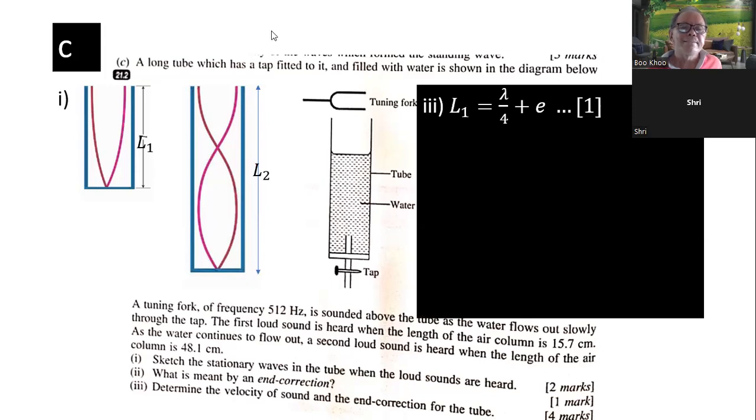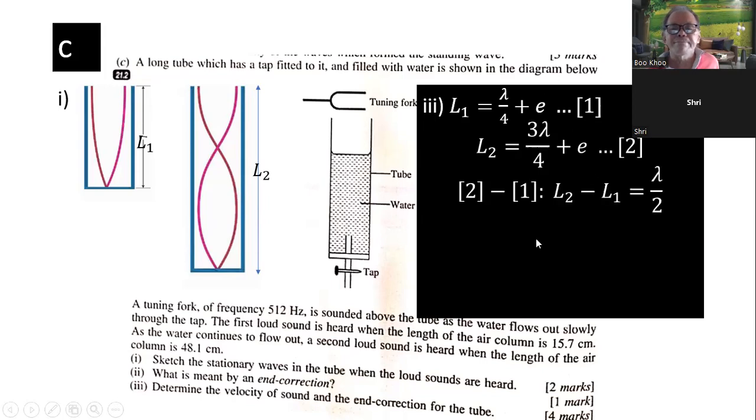Yeah, L1. This is your half wavelength, a quarter wavelength. Quarter wavelength plus a bit of end correction, because that's where your L1 is. And the second one is this one. L2 is slightly above there, three-quarters lambda plus the end correction.